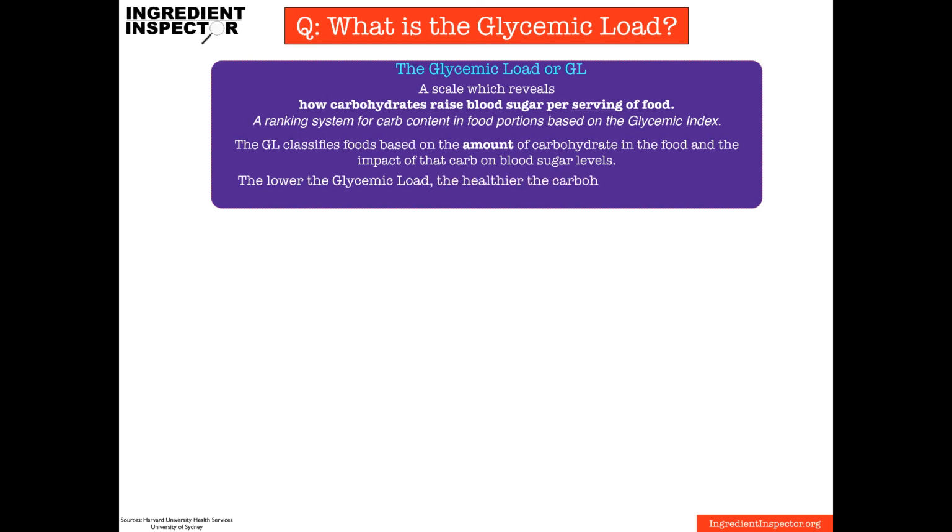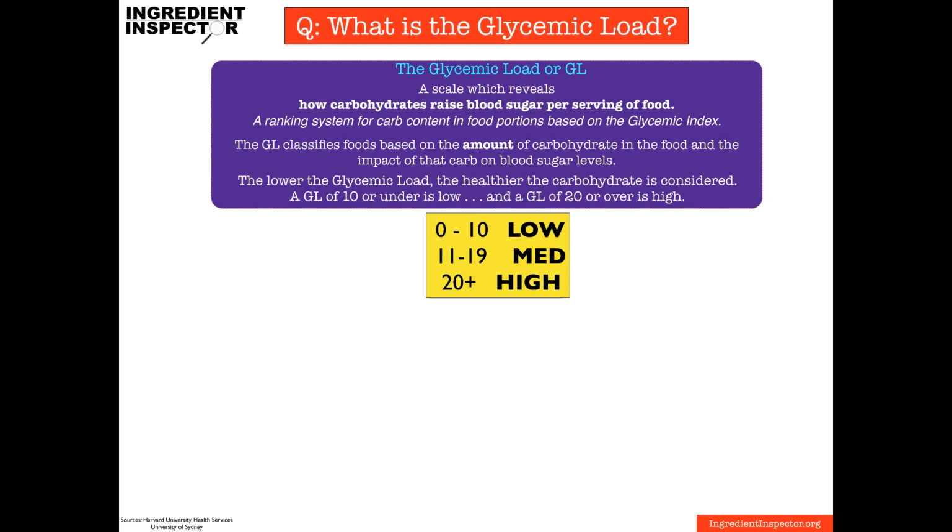The lower the glycemic load, the healthier the carbohydrate is considered. A GL of 10 or under is low, and a GL of 20 or over is high. So 0 to 10 is low, 11 to 19 is medium, and 20 or over is considered high on the glycemic load.